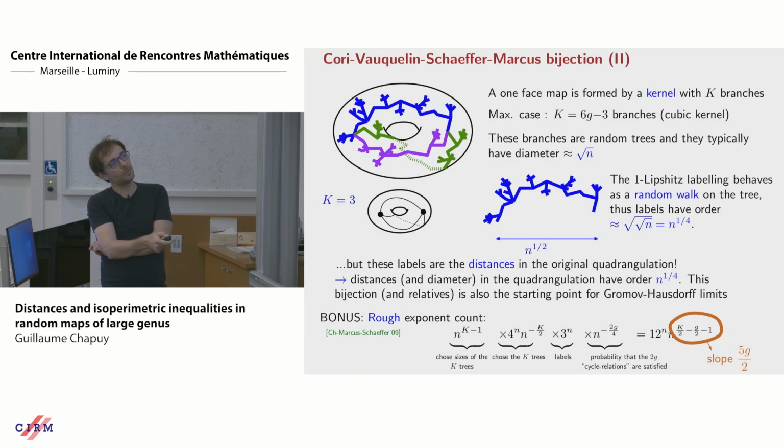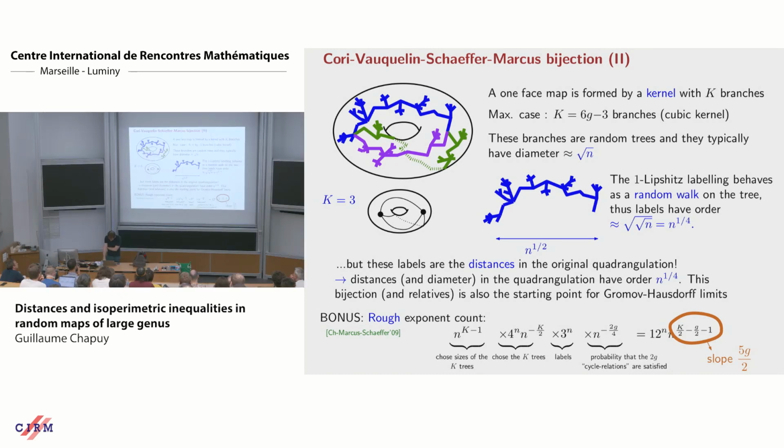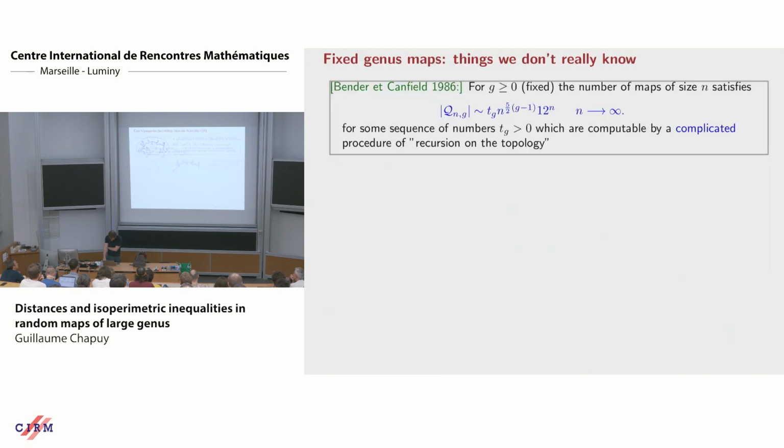You have some power of n to choose your branches. You have some Catalan numbers to put your trees. Then you have some power of 3 to put your Lipschitz random walks. Then you have some correction number because you see there's something happening around cycles, but if you're good enough, in the end, you can count asymptotically these objects just with this bijection. So this is some sort of subliminal statement that you can come back to because the thing is recorded.